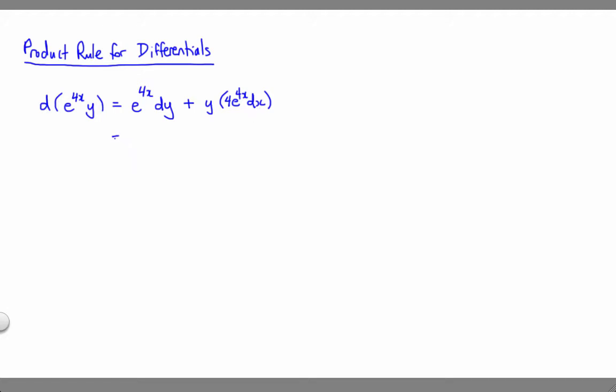So what we'd likely do in the next step is just clean this up a little bit. Our final answer would look like e to the 4x dy plus, we'd normally write any x expressions before the y, so we'd normally write 4 e to the 4x y dx. Okay, so that's our product rule for differentials, and we've done a little bit of simplification as well.